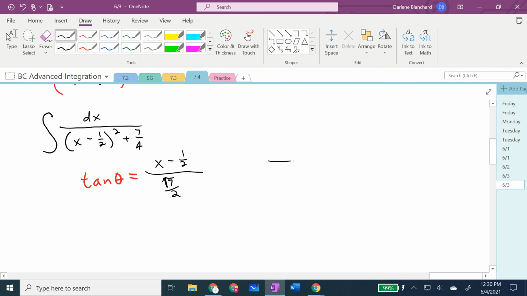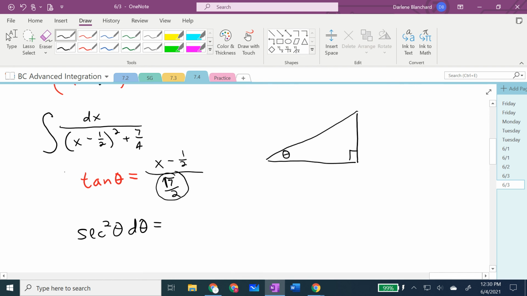I'm going to make a triangle. And I'm going to find the derivative. The derivative of tangent is secant squared theta d theta. And then actually this would be easier if I right now multiply the root 7 over 2 over here to the left side so that I can more easily just drop that constant, and then the derivative on the right is just 1 times dx.